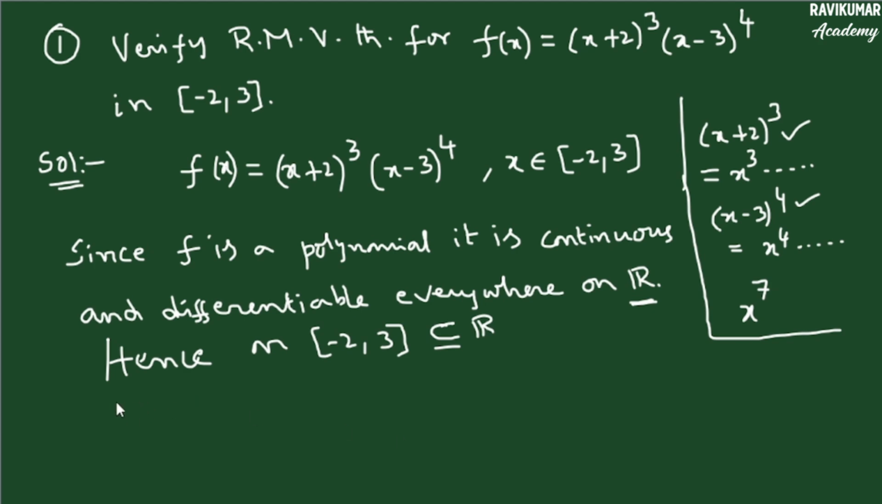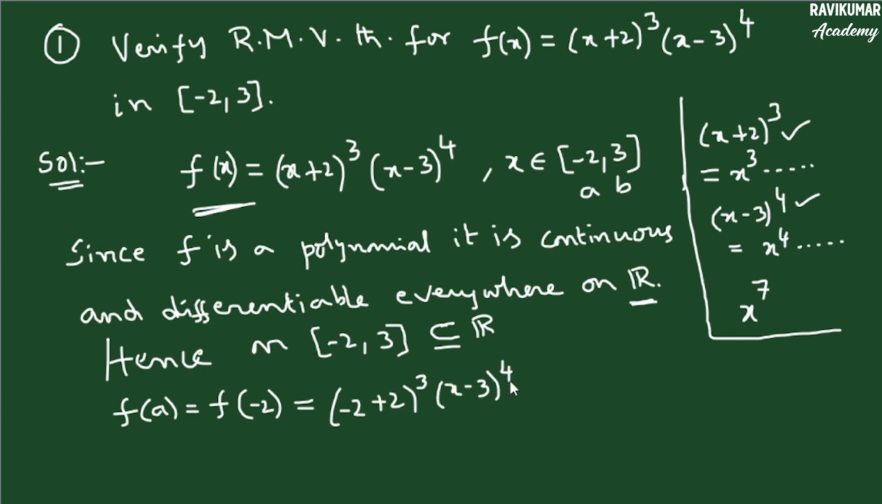So hence we need to verify the third condition that f of a equal to f of b. What is f of a? F of a is f of minus 2 because the given interval is minus 2 comma 3, a is minus 2 and b is 3. So what is f of minus 2? F of x is (x plus 2) whole cube into (x minus 3) whole power 4. You put x equal to minus 2 here, you will get (minus 2 plus 2) whole cube into (x minus 3) whole power 4. Because minus 2 plus 2 is 0, you will get 0. 0 into anything is 0.